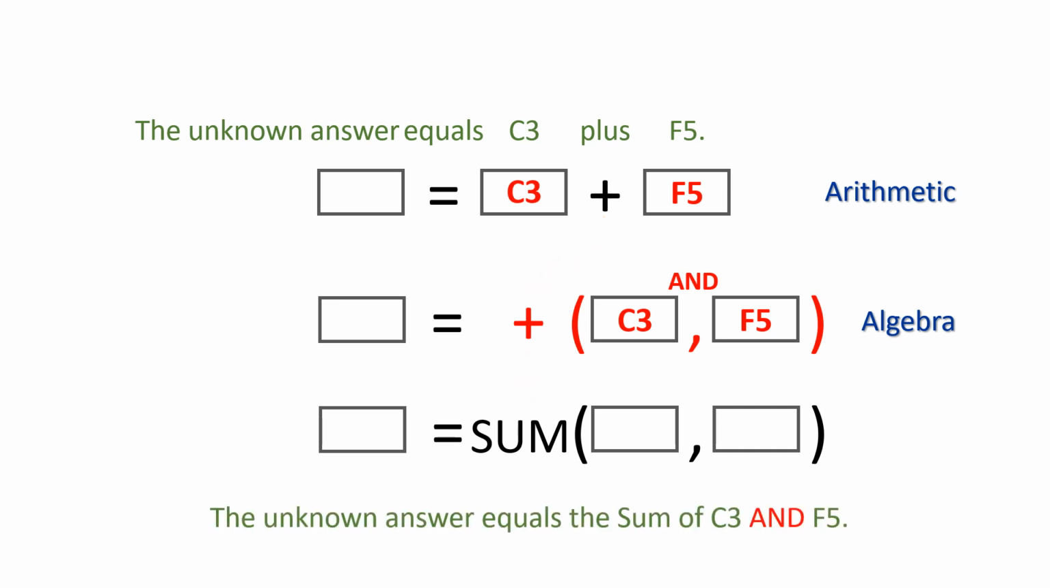Now we have the proper way to write the formula. The unknown answer equals the sum of C3 and F5. The answer is present, the equal sign is present, sum represents the function, and the values are inside of the parentheses. So how then do you write a proper formula?